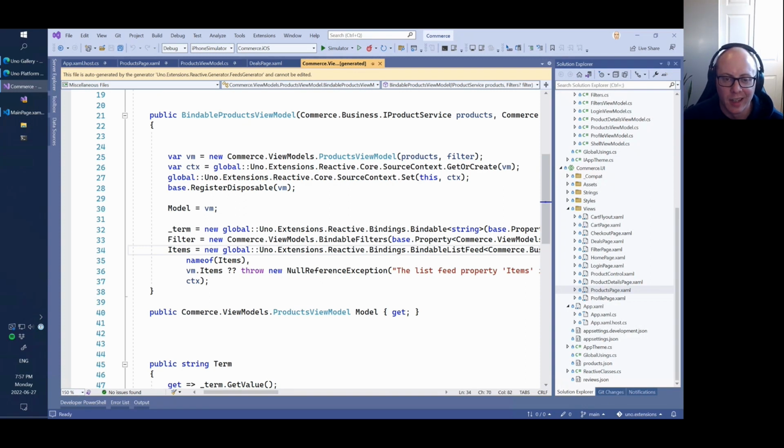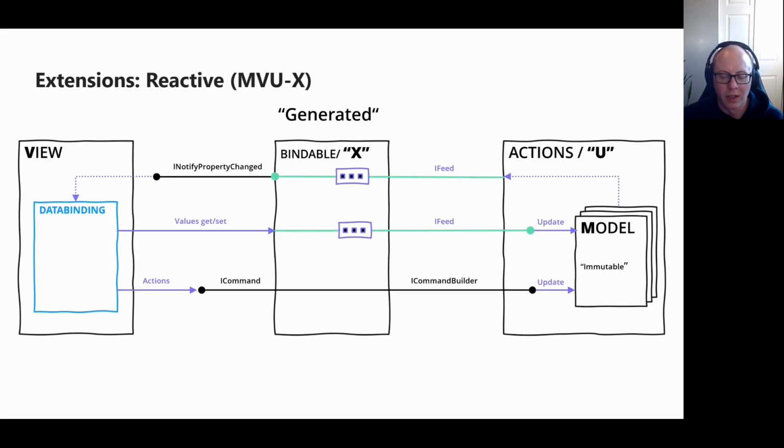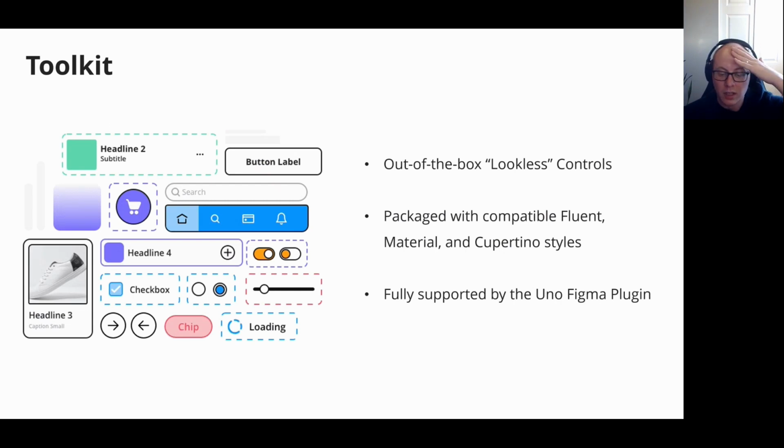That's the whole point. And so that's where we get this MVUX name, right? Our little X factor is that bindable glue within the middle of the view and the model, and the action that you do on the model, the U part. And there are many other extensions, and we'll look at them for a quick second after. But those are the two big ones, navigation and reactive.